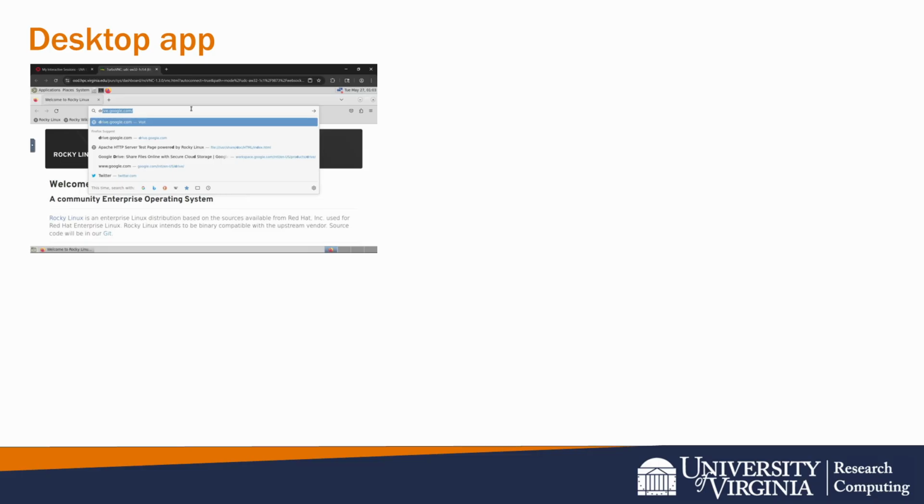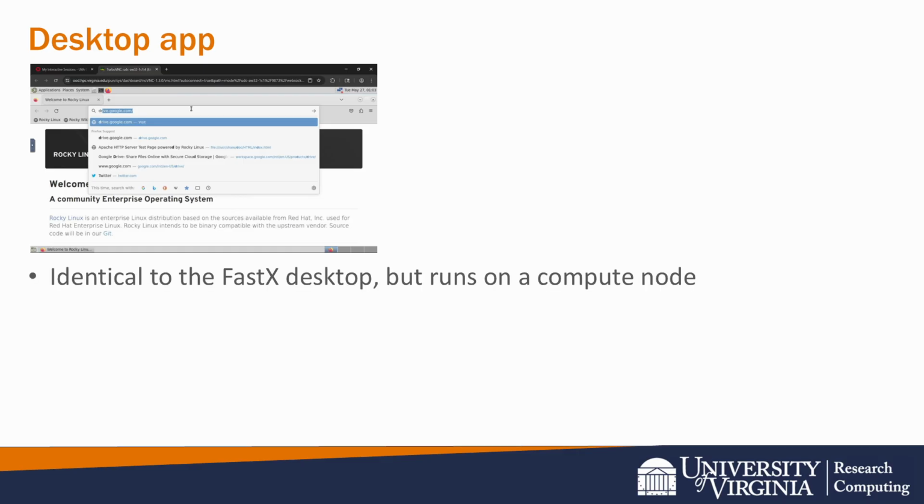Starting up the other interactive apps is similar, so here's a quick overview of some of them and what they're useful for. One of the most useful apps is the desktop interactive app. This will open a desktop that is identical to the FastX one, but instead of being on a login node, it will run on a compute node. However, this means that the desktop app should not be used to submit other jobs. The desktop app can be useful for users who want to use GUI-based software.